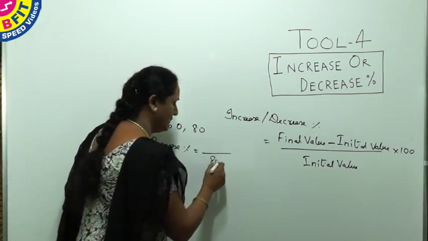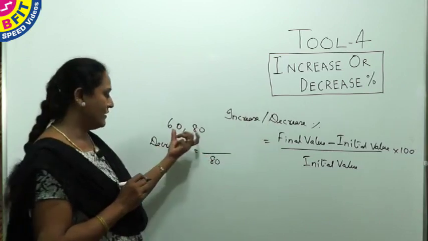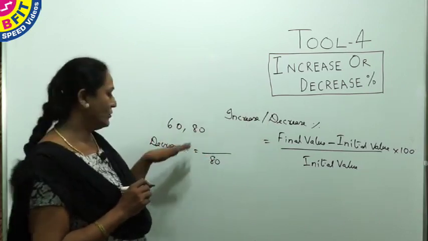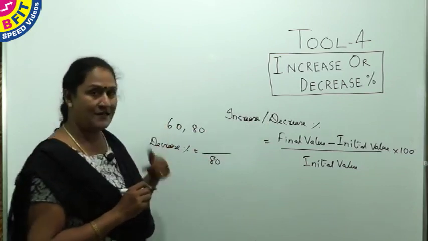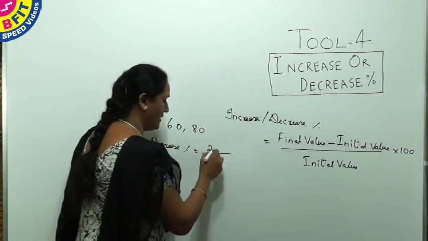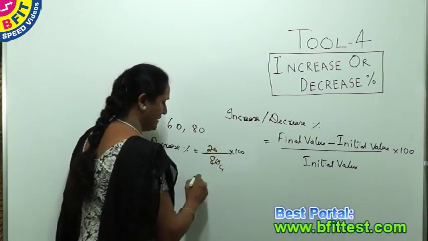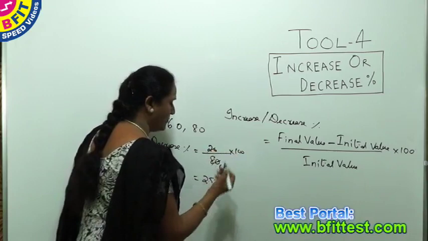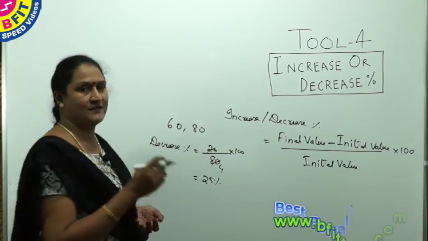So it is 80. And what will be the numerator? It is always the difference. So the difference between 80 and 60. So 60 is 20 less than 80. 20 in the numerator into 100. Now what is the percentage? It is 25%. So 60 is 25% less than 80.